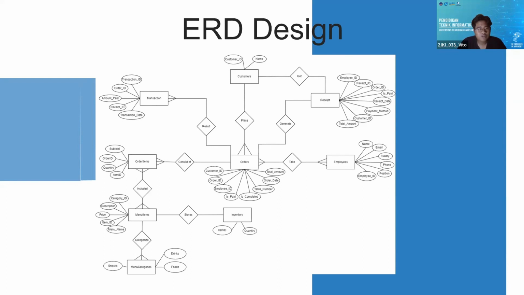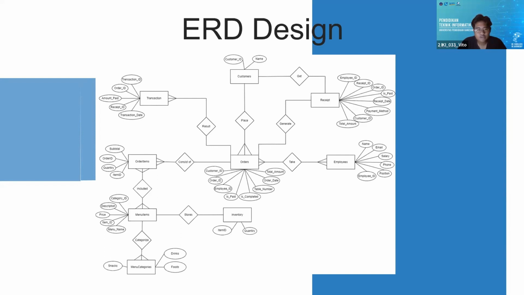The eighth one is the order generates receipt. This action represents the process of an order generating a receipt. And the last one is the customer receives receipt after paying. This action represents the step where the customer receives the generated receipt after making payment. So these relationships and actions illustrate the interaction and dependencies between entities in the ERD, providing a clear understanding of how different elements in the database are connected and the operations they represent.